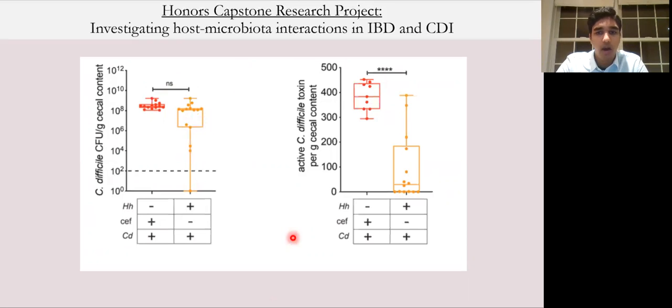On the toxin chart, which is on the right, we can see that the amount of active toxin is much higher in the antibiotic group than it is for most of the IBD group, and that value is significant.